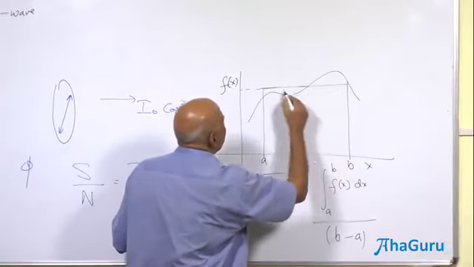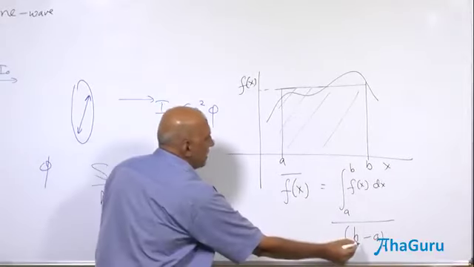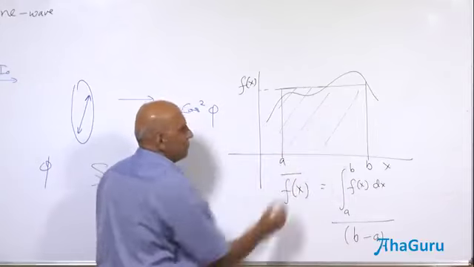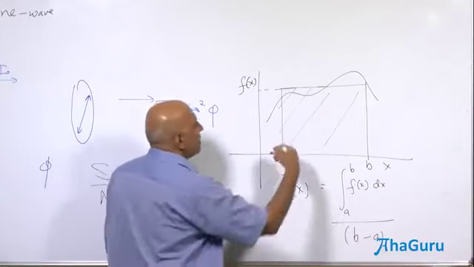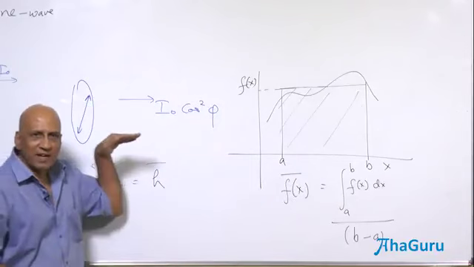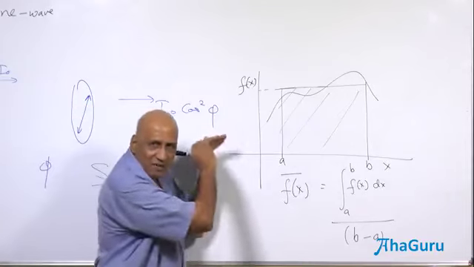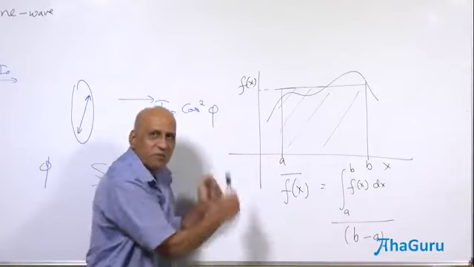Consider this rectangle. What's the area of that rectangle? B minus A times the average value is equal to the area under the curve. So the average value is that height, such that if the function were just constant, the area would be the same.